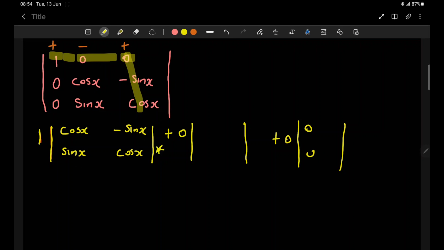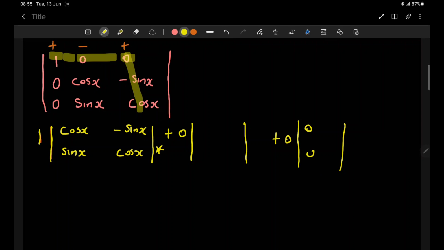I hope this is clear. Once we solve this determinant, we'll multiply with this one. And once we multiply, even here when we get our determinant, we'll multiply with 0, and any number multiplied by 0 is 0. The same thing applies for this element. Whatever we have in this determinant will be multiplied with 0. So these two are zeros, and we won't consider them.